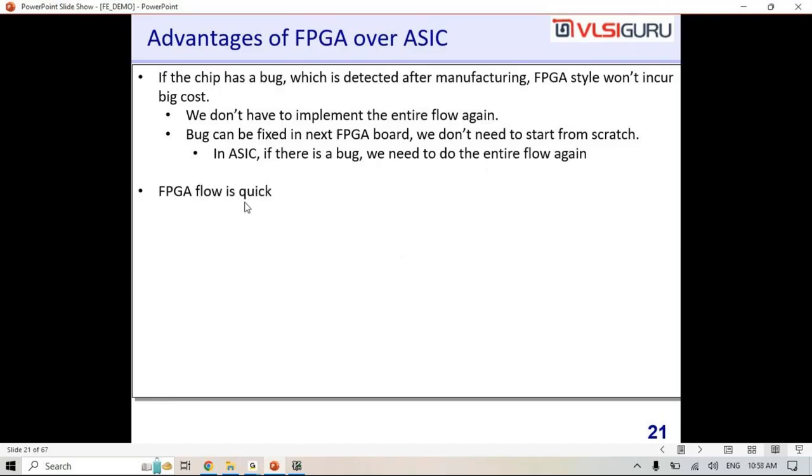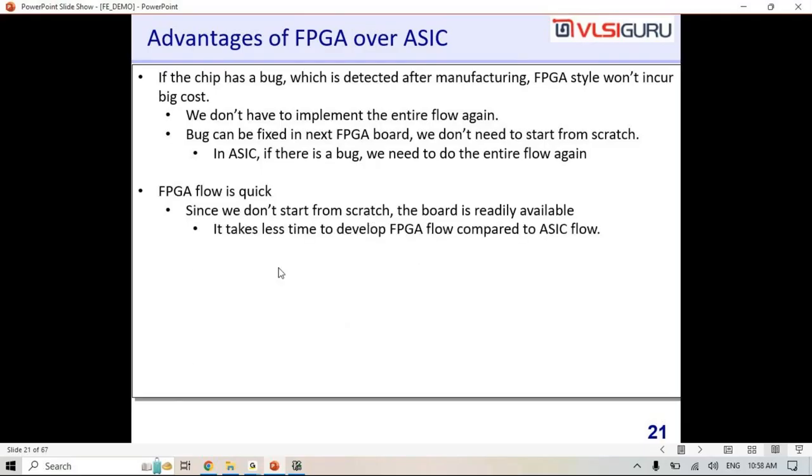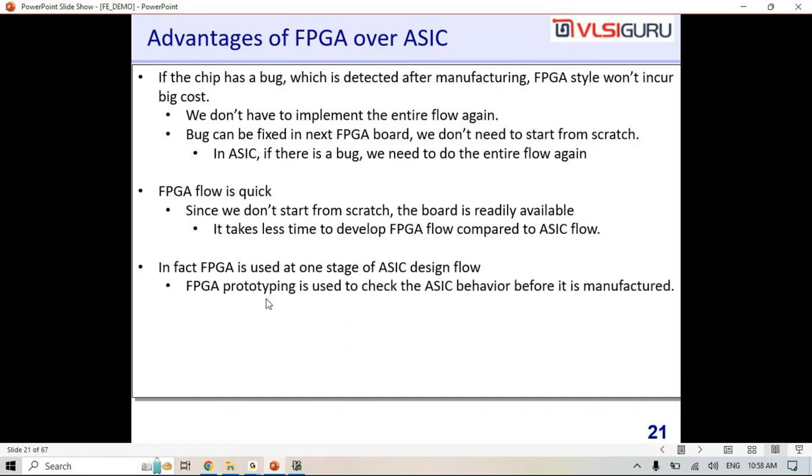Second, FPGA flow is quick. It gets over quickly, right? Because you already have the board available. You don't have to do everything from scratch, so the flow will be quick. Since we don't start from scratch, it takes less time to develop FPGA flow compared to ASIC flow. In fact, FPGA is used at one stage of the ASIC design flow. Next, FPGA prototyping is used to check ASIC behavior before it is manufactured.